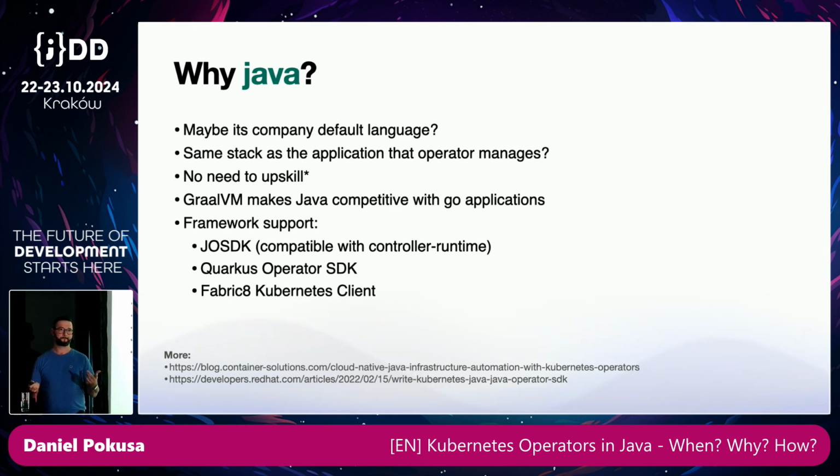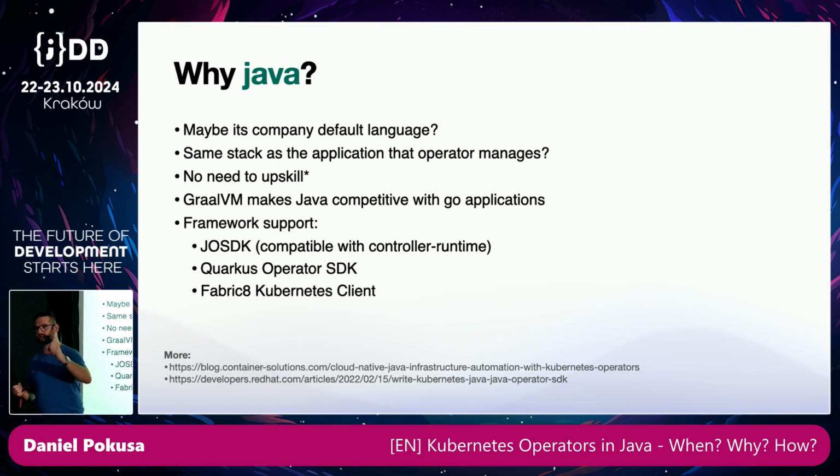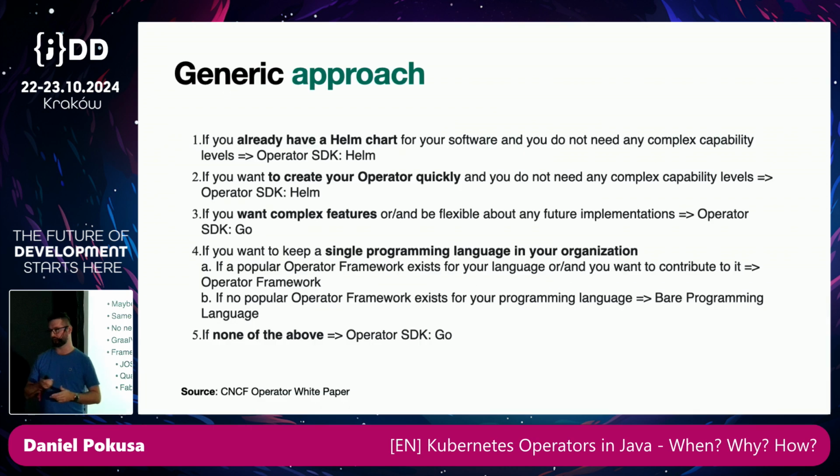Why Java? That's the proper question at this conference. Maybe it's your company's default language. You don't want to add another one. Maybe your application is written in Java and you want to reuse some of the libraries that you already wrote. Why not? Maybe there is no need to upskill your developers. Maybe there is also framework support, and in case of resources, GraalVM makes Java competitive with Go applications, to be honest, to some extent. But usually operators are pretty simple, and I didn't see too much difference between these two.